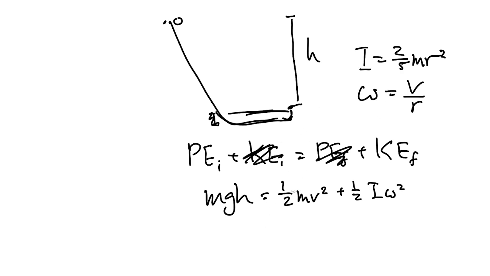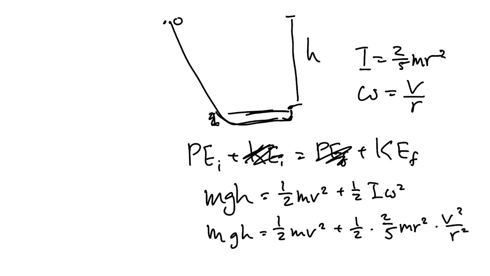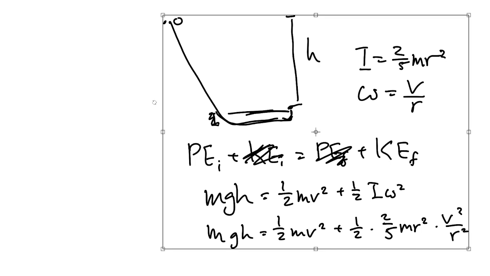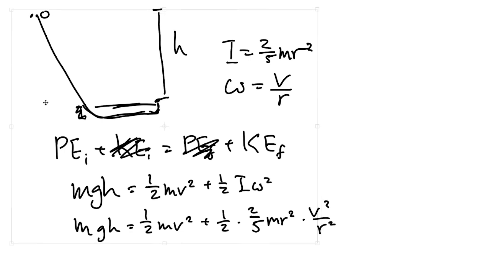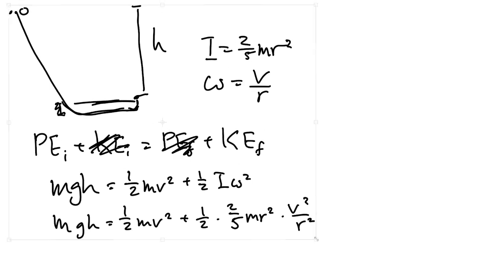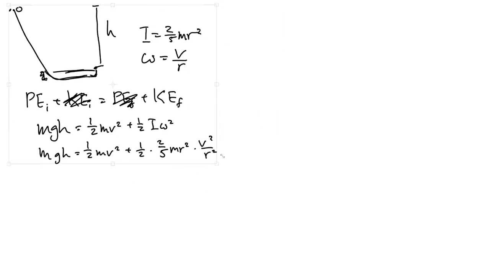So let's start doing this problem. That means that mgh is equal to 1/2 mv squared plus 1/2 times 2/5 mr squared times v squared over r squared, because this is omega squared, which is v over r squared. Let's move this over here and make this just a bit smaller so I have more room to work with.